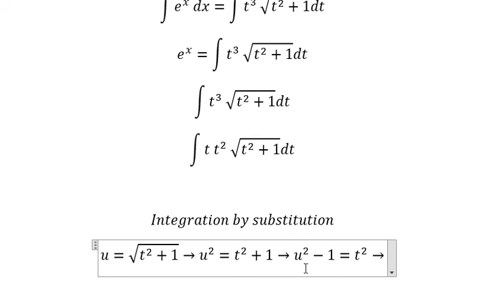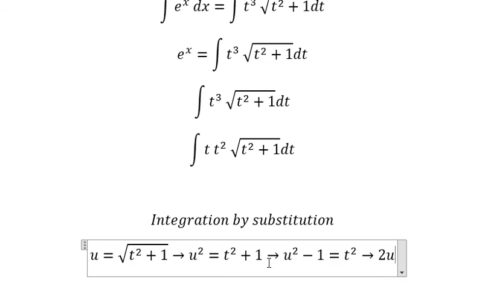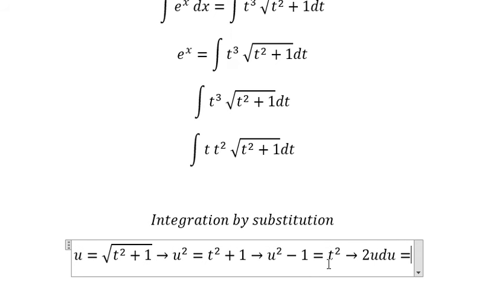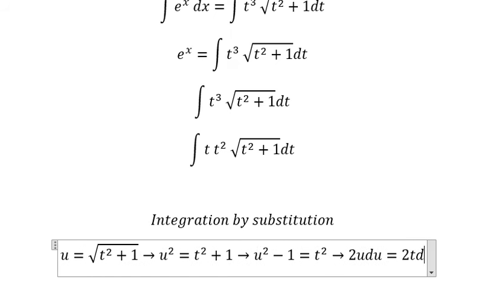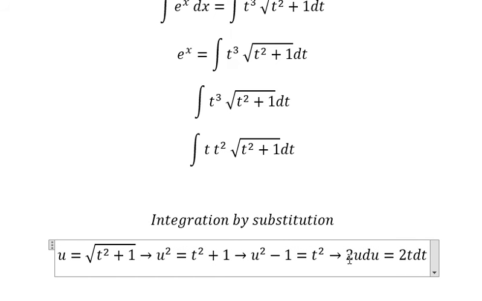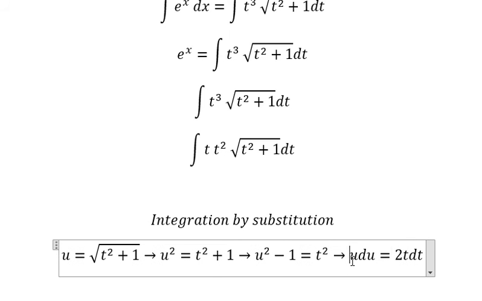Next, we need to do first the derivative for both sides. This one we have 2u. This one is about the constant, so you get number 0. This one we have 2t. Later we divide both sides by number 2.